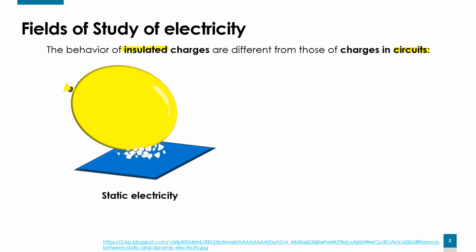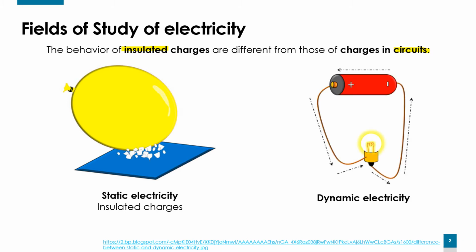For example, insulated charges, we call this static electricity. It is the charge that comes from insulated charge. For example, when you rub a balloon with a piece of cloth, you create this static electricity. But it's different from a circuit. When it's a circuit, we call it dynamic electricity, okay? In this video, we are gonna focus on static electricity, or the behavior of insulated charges. In the next video, we are gonna talk about dynamic electricity.